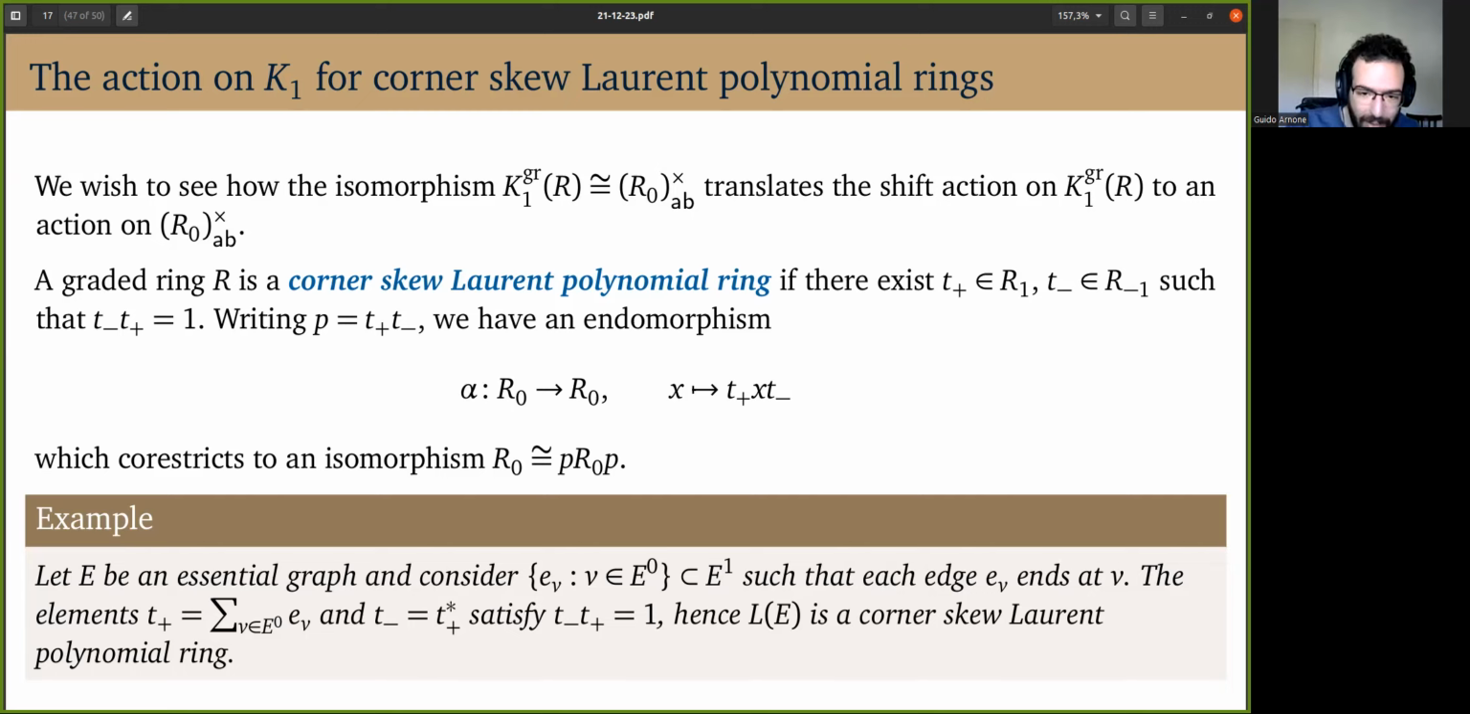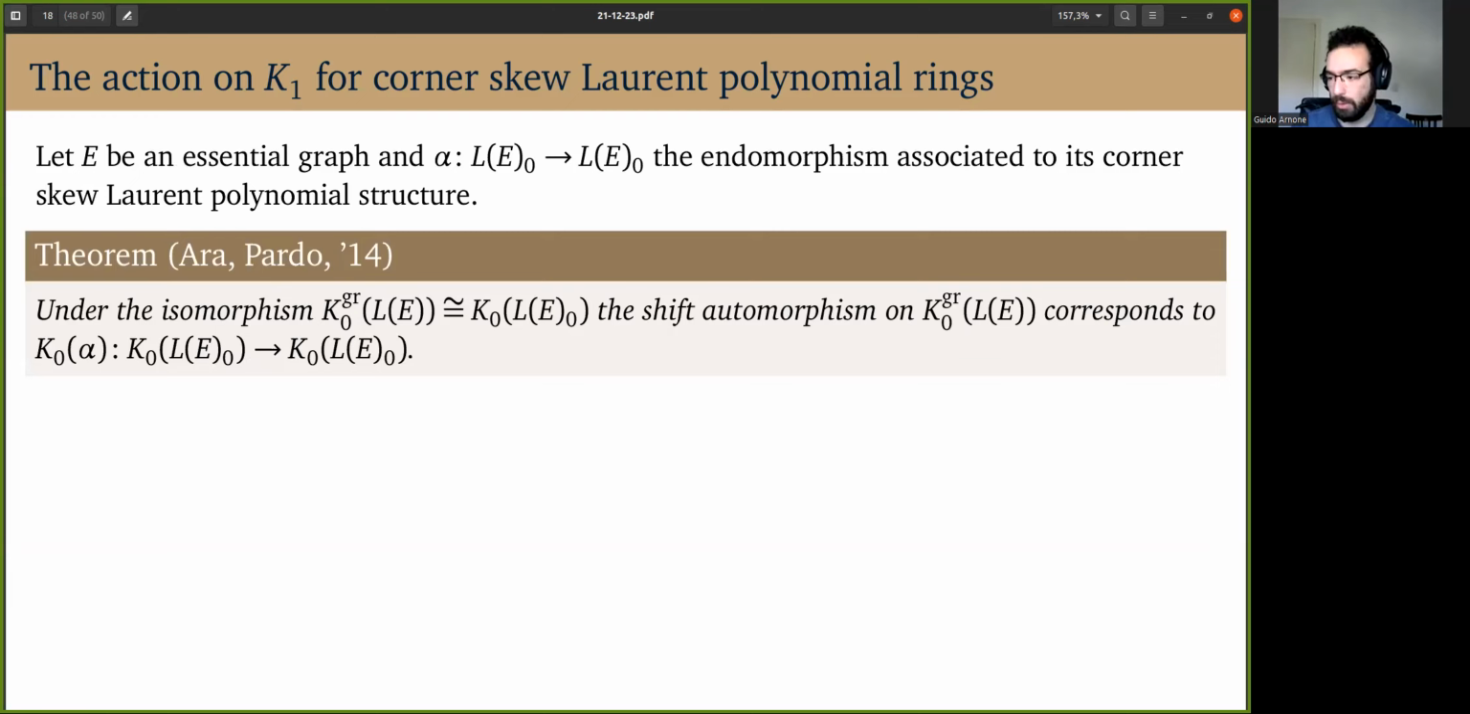And the name, I suppose, comes from the fact that one can actually express an element in the ring as a sort of polynomial with coefficients in R0 and powers of t plus and t minus. Okay, so when we are in this hypothesis, we can in fact give an explicit description of the action on graded K1 of this ring. So the last thing I want to say is this. For an essential graph and this endomorphism coming from the corner skew Laurent polynomial ring structure, we can say what the action on K1 is.